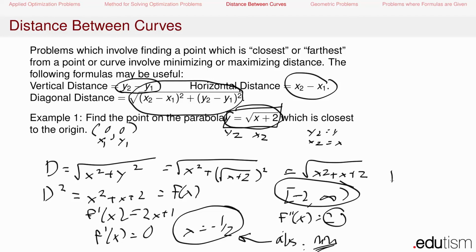The point in question, the point which is closest, has x-coordinate negative 1/2, and the y-coordinate is going to be square root of negative 1/2 plus 2, which is square root of 1.5.